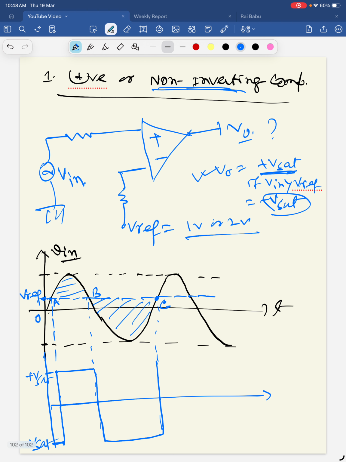Now from C to D, again this portion is above the V reference, so the input is greater than V reference. So up to this, the output will be at plus V sat, and again it will go down. So this is the input versus output waveform. I hope you understand.